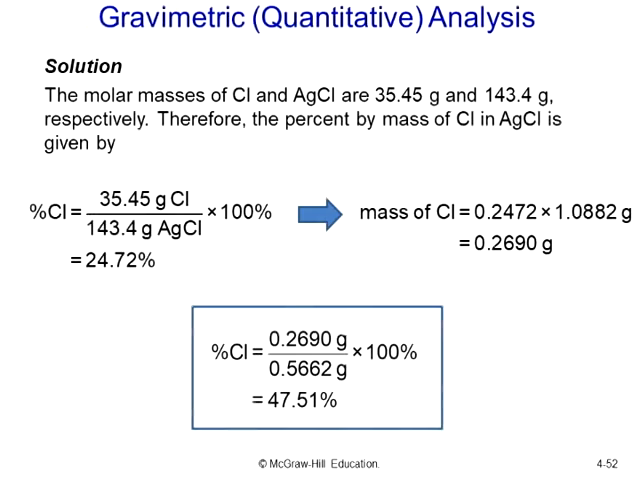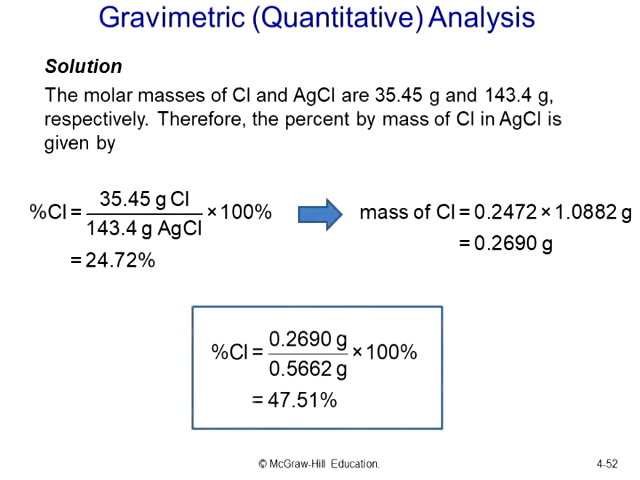So we have 35.45 grams of chloride, and we have 143 grams per mole of silver chloride. Therefore, we have 143 grams. Okay? So we can take the percentage. And so we have the 35 grams divided by the 143 grams. We calculate the numbers, and we get 24.72%.